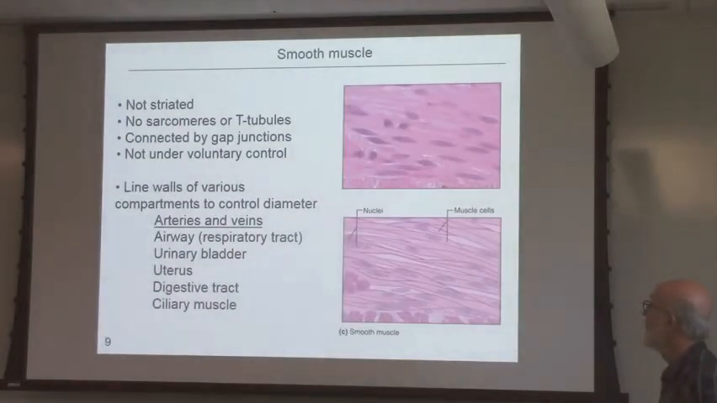So that would be easy. Questions about cardiac muscle? Okay, let's go on to smooth muscle. We can do this relatively quickly.